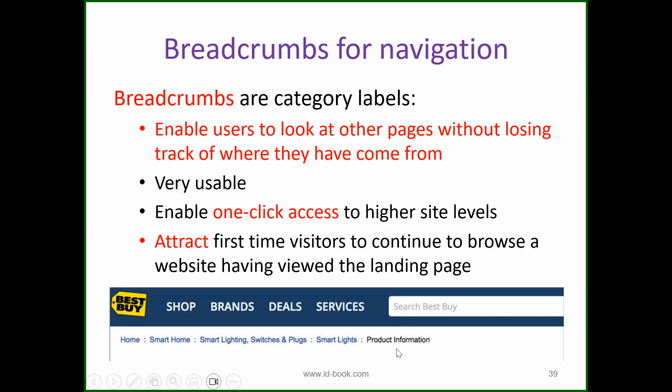Okay, so for example, you are in the product page, you know that you have come from Smartlight because this is provided by the breadcrumbs. Okay, and they enable one-click user access to higher level sites. For example, you are filling the product information inside the product information page, and you want to come directly to smart lining. So you can click on the smart lining, and it takes you to that page. Rather than going through smart lights, then smart switches and plugs, and then smart lines, it can give you one-click access to the higher websites or the parents' websites. So you can just click on it and come.